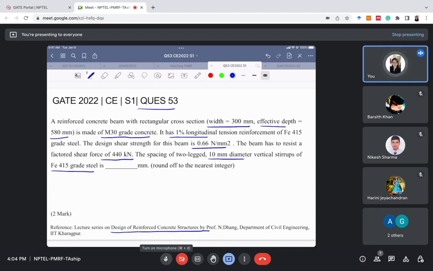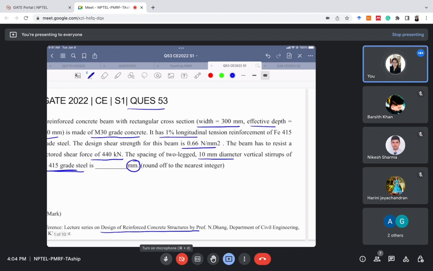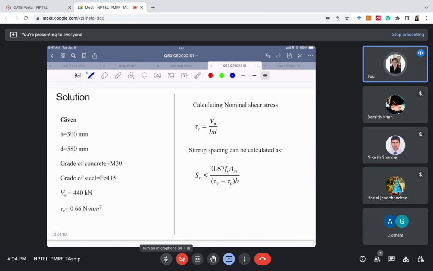The important thing is we have to give our answer in mm, and moreover the grade of steel for stirrup: we generally use Fe250, but here it is given as Fe415. So we have to keep this in mind. It's a very simple question. We just have to follow the steps according to the code.